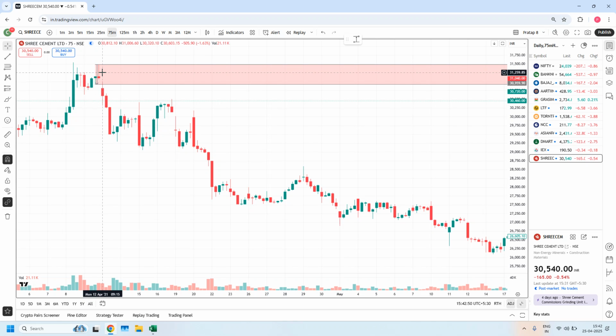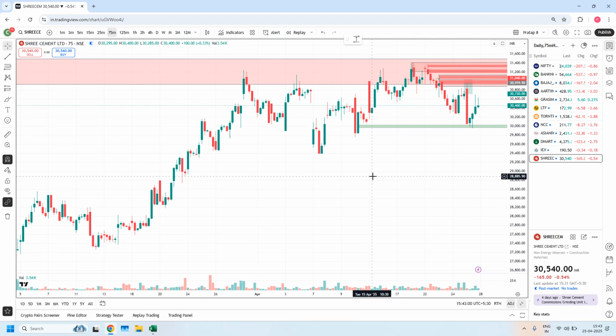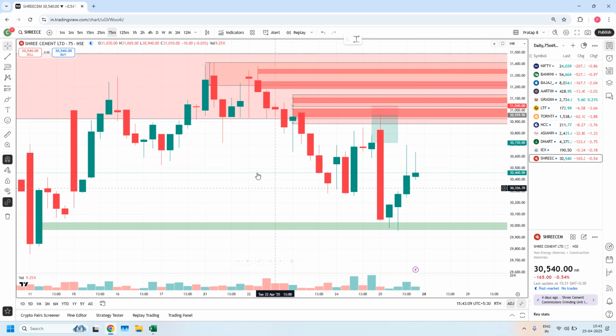But luckily, in the recent time frame, prices entered into this zone. At that time, new order flows were again created, and those order flows are providing us trade opportunities. So recently prices entered into this zone. While coming down, they created several institutional order flows. Let us focus on them.